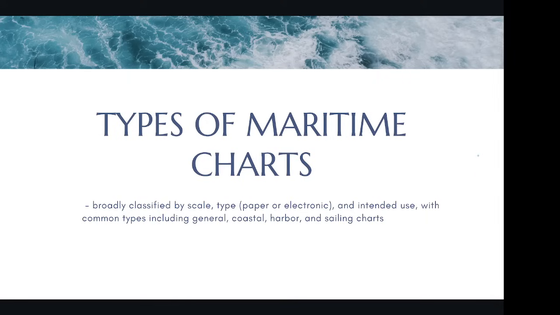So we have here the types of maritime charts. Okay. So it says here they are broadly classified by scale, type, whether paper or electronic, and intended use, with the common types including the general, coastal, harbor, and sailing charts.